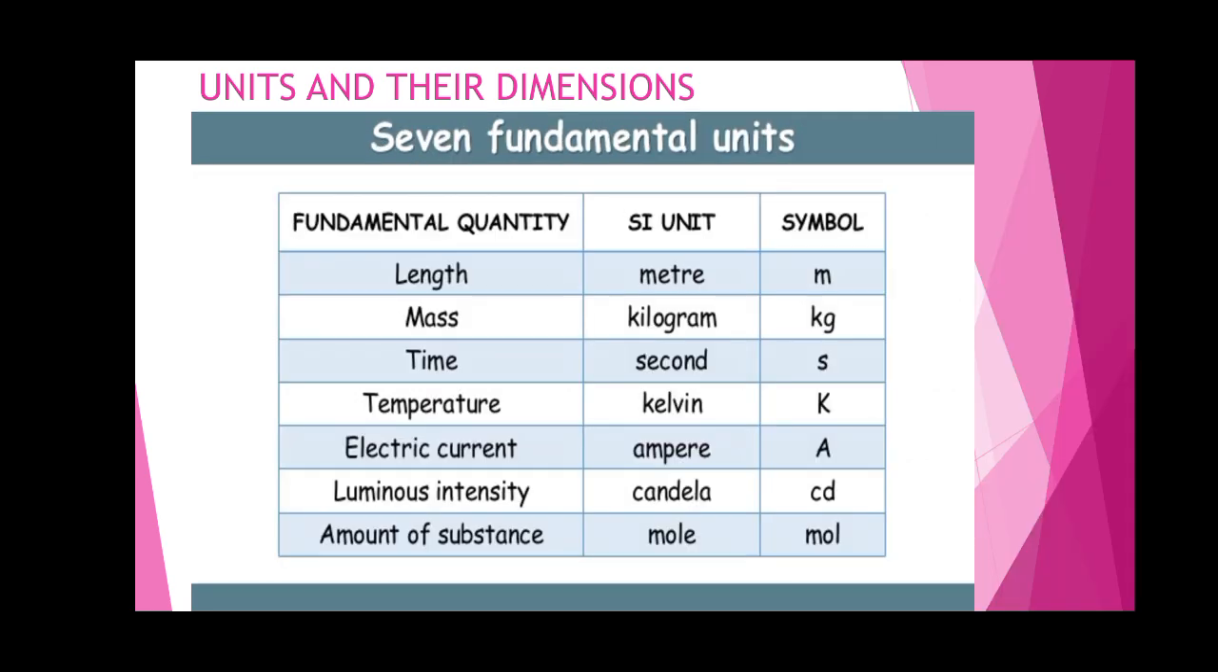And these are the 7 fundamental units: length, mass, time, temperature, electric current, luminous intensity, amount of substance. And we have the SI unit for length, meter; for mass, kilogram; for time, second; for temperature, Kelvin; for electric current, ampere; for luminous intensity, candela; and for amount of substance, mole. And it is shown here with its different symbols.